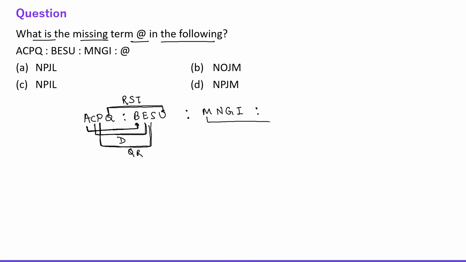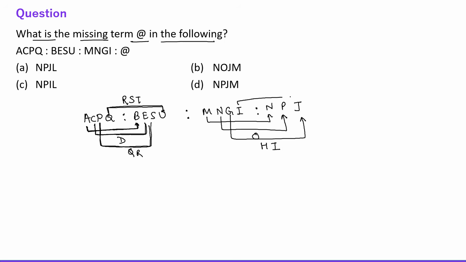Similarly here, after M we have N. Then after N, the gap of 1 alphabet, N, O, then P. Then after G, the gap of 2 alphabets, H, I, and then it is J.